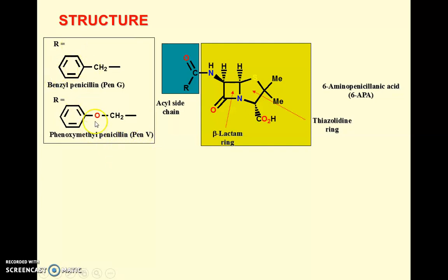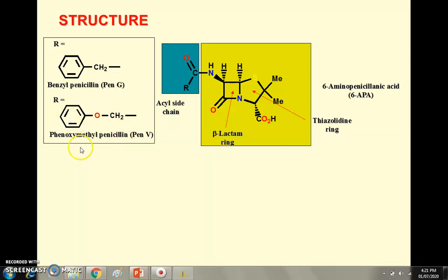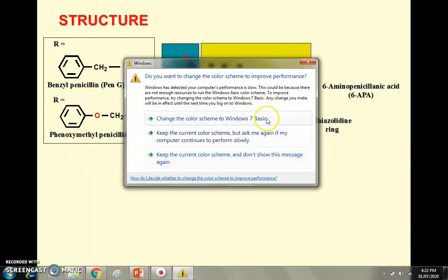So these are the possibilities of the antibiotics depending on the R in the acyl side chain. When the group is benzyl, it is benzyl penicillin. When the group is phenoxymethyl, it is called phenoxymethyl penicillin.